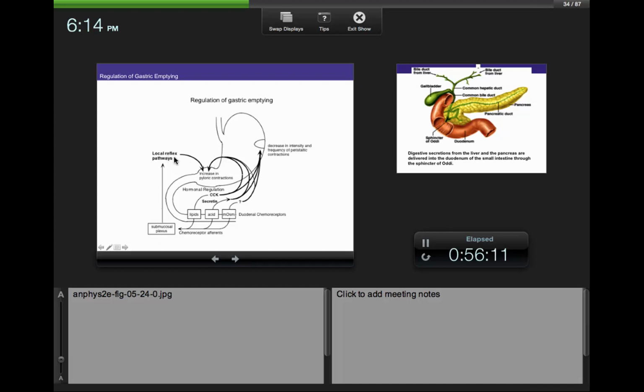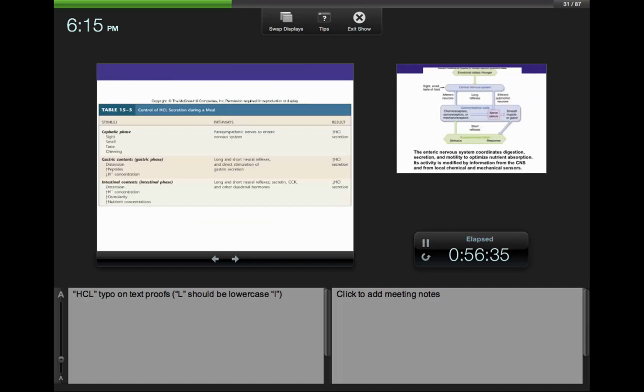So it has effects on decreasing gastric emptying. You can see that there's local, through the nerves, through the submucosal plexus, they kind of increase pyloric contractions, decreasing gastric emptying. You get a decrease in the intensity and frequency of the peristaltic contractions and a decrease in acid production. That's kind of all labeled right here. Decrease in acid secretion for verbal learners here. And now you start to decrease gastric emptying as well.